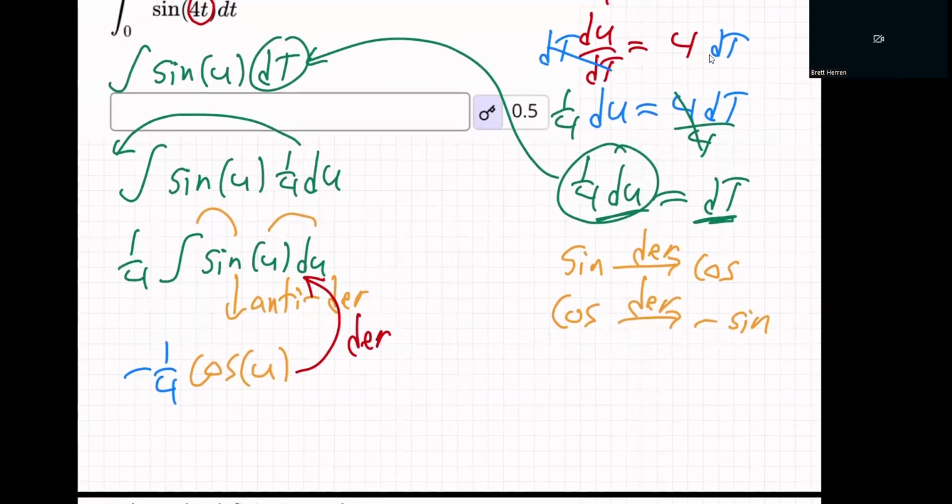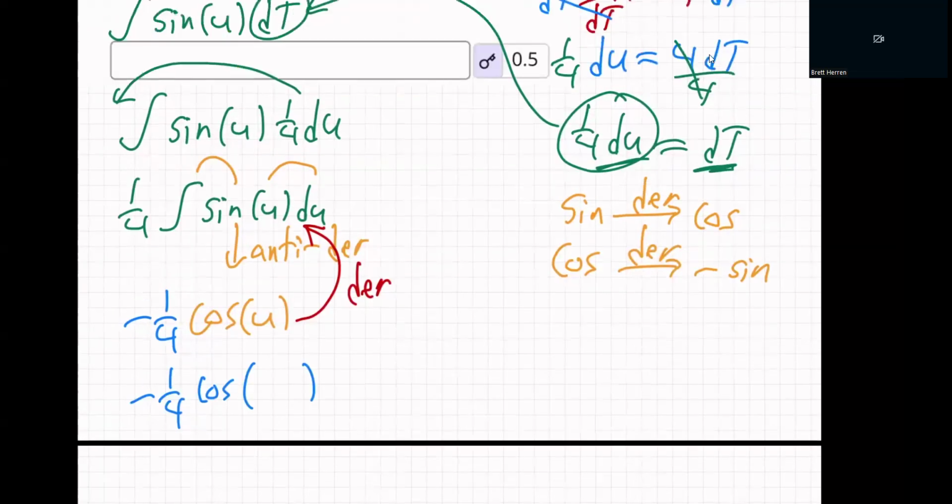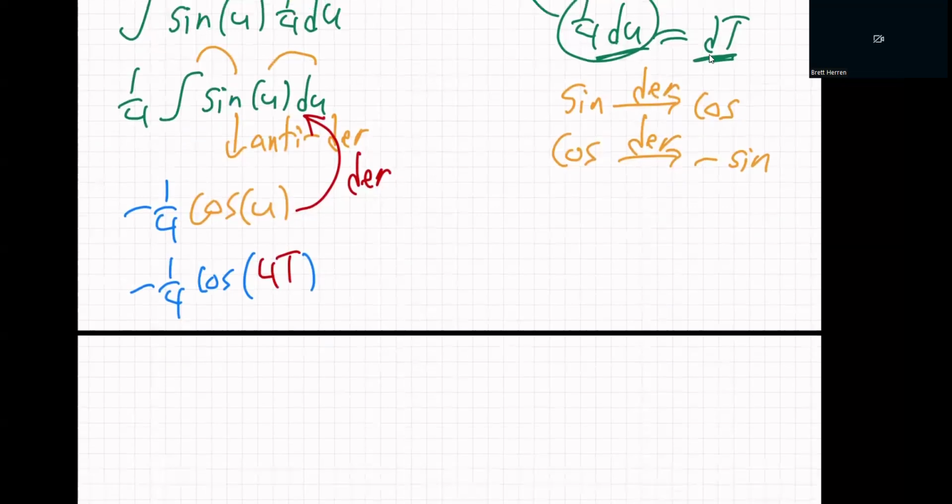And then now we need to go back to our original letter. So let's do that. And what was u? u was 4t. So we go back to 4t. Okay, so now we need to evaluate this integral between the bounds of 0 and pi over 4.